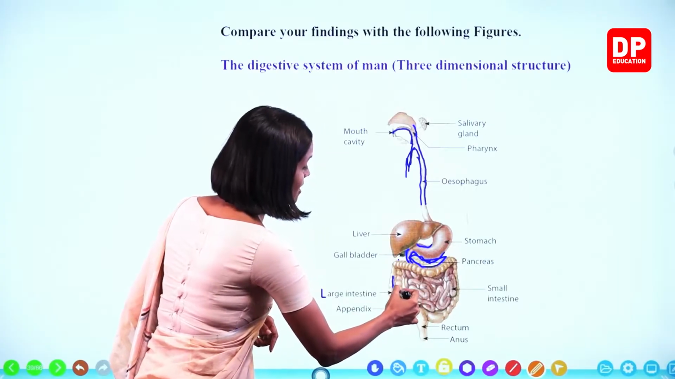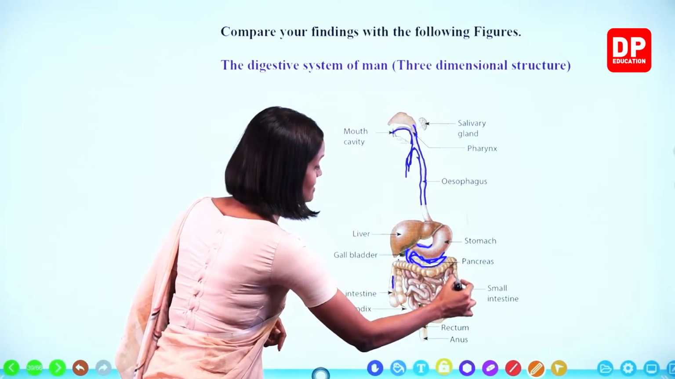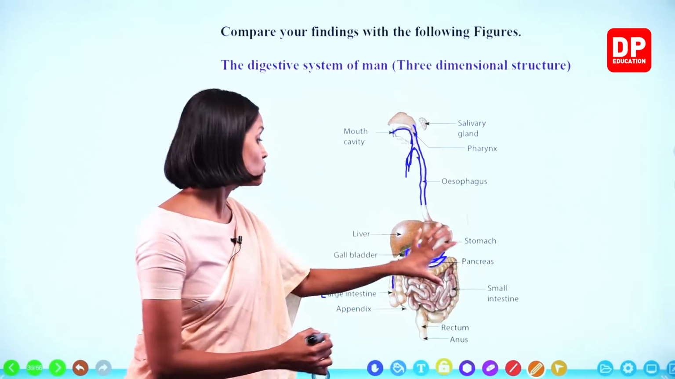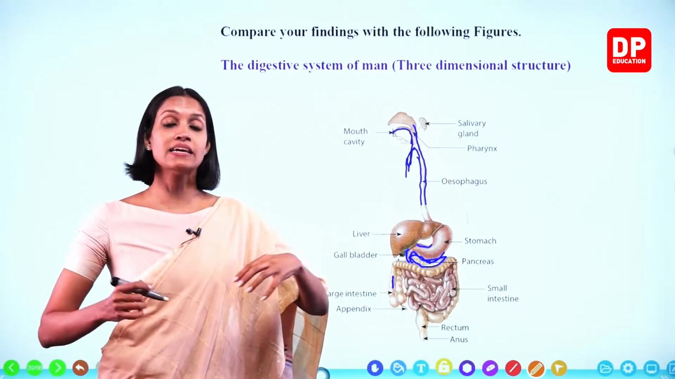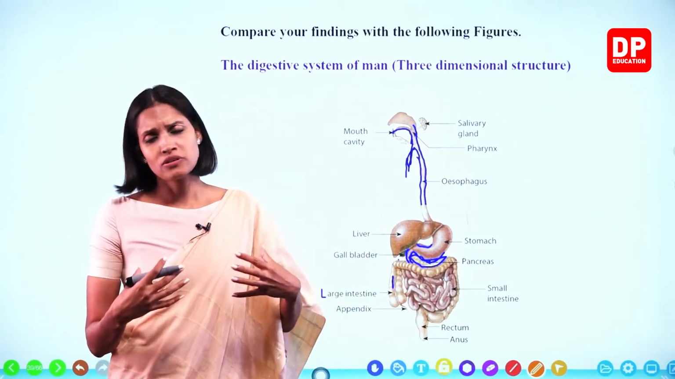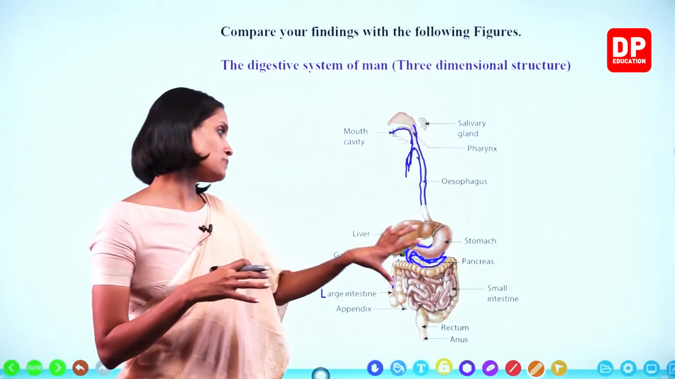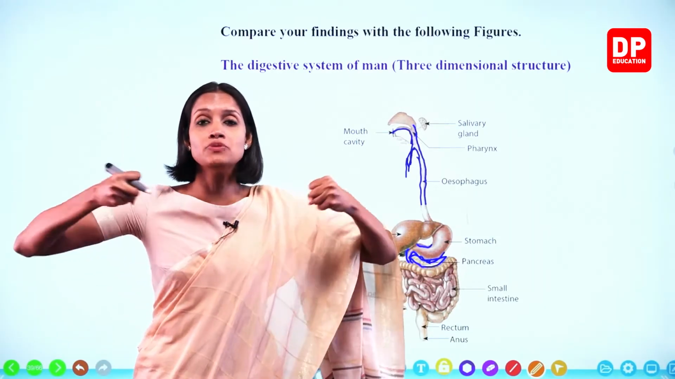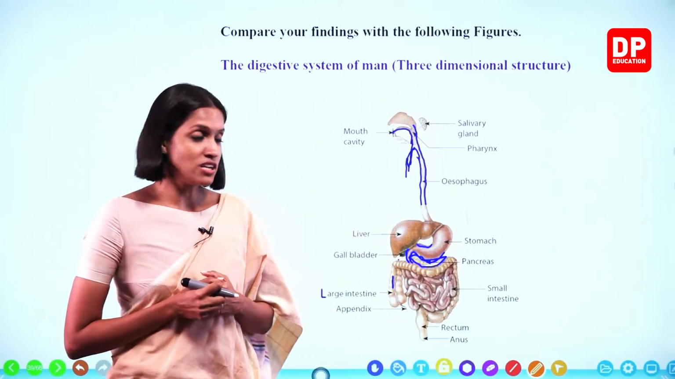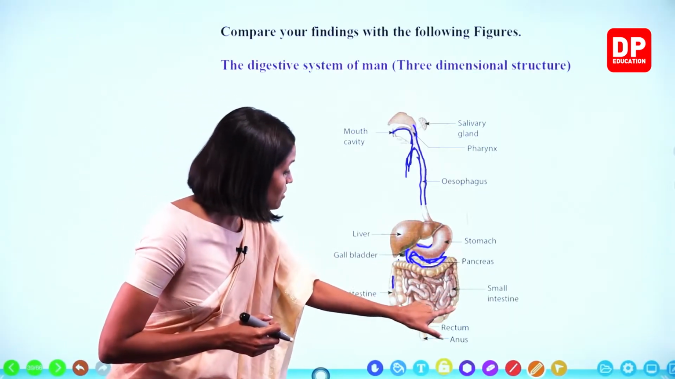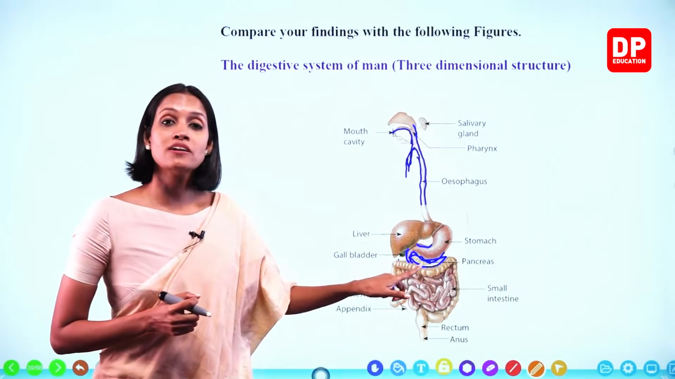So, when food travels through the large intestine, you can see from here, it goes through the large intestine. By the time food goes through the large intestine, what happens? From the walls of the large intestine, nearly 90% of the water present in the food is reabsorbed. Right, children? So then, when the food enters this place, what happens?